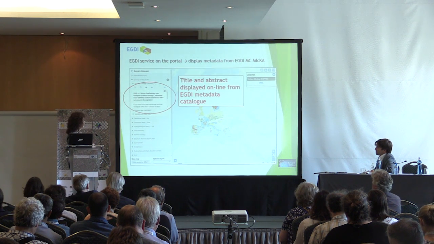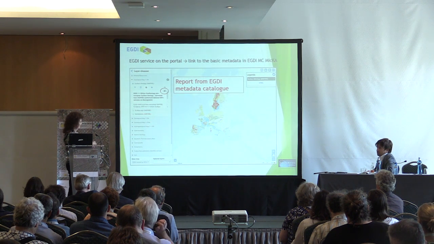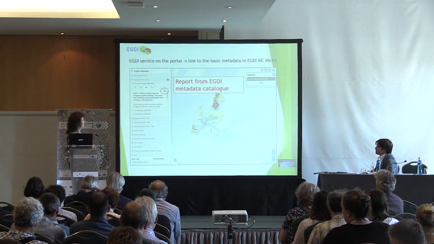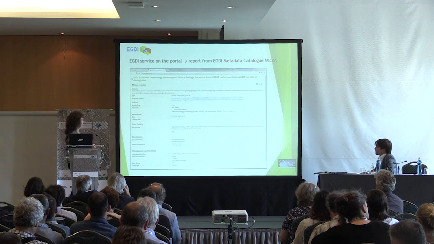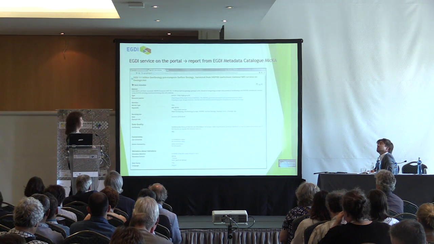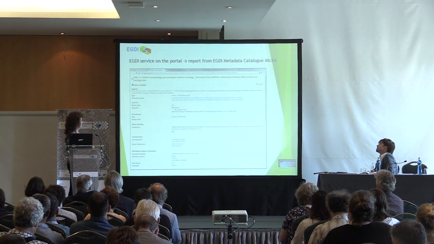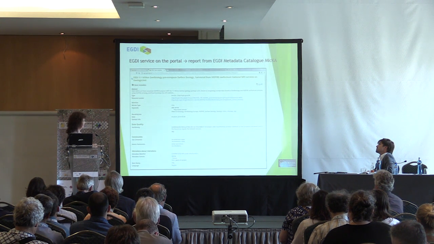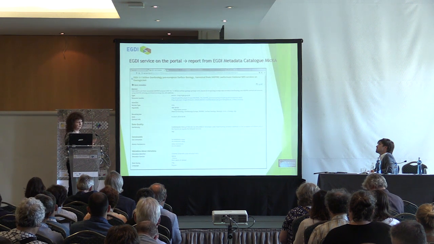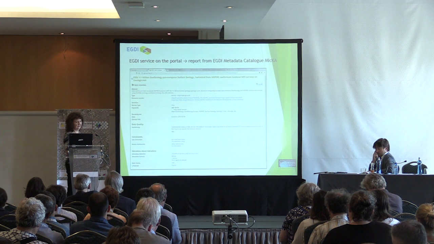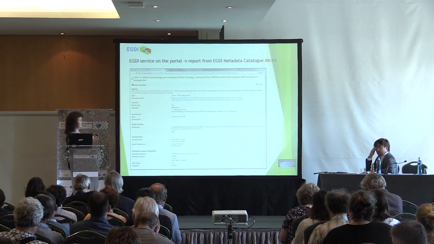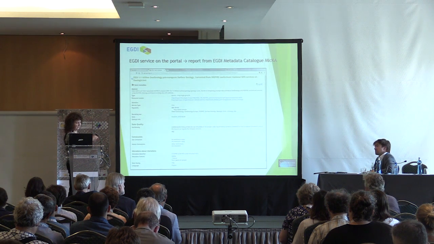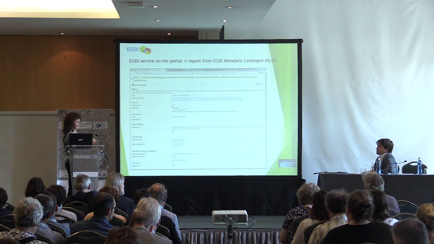So this icon can show you the title and abstract displayed directly online from our EGDI metadata catalog. Using this icon, you can read the full report from the EGDI metadata catalog. And so we are back in the metadata report. So the way there and back again, like the Hobbit, but it's important. So you can go either from the side of metadata to search, browse, find a service you are interested in, display it on the portal, or the other way around, start from the portal, find the service you are interested in, and find the metadata.